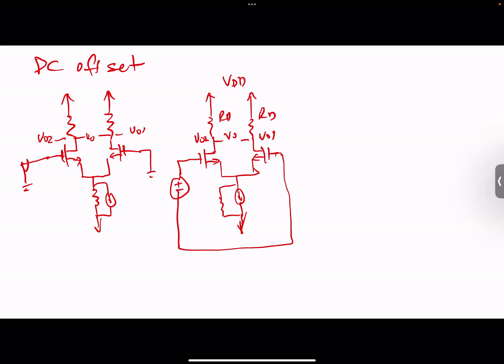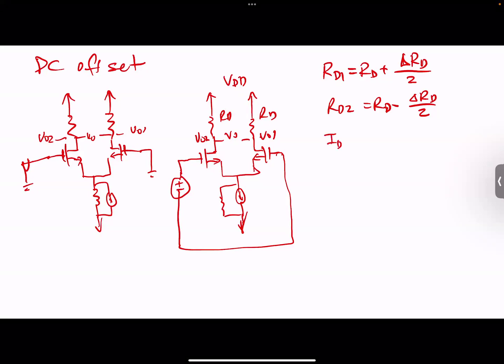So what we're going to do is look at what happens if the two resistors are not exactly the same. So we're going to have RD1 equal to RD plus third RD over 2, and RD2 equal to RD minus third RD over 2. This is the same as what we did for the common mode rejection ratio. But what we're doing here is looking at ID1.